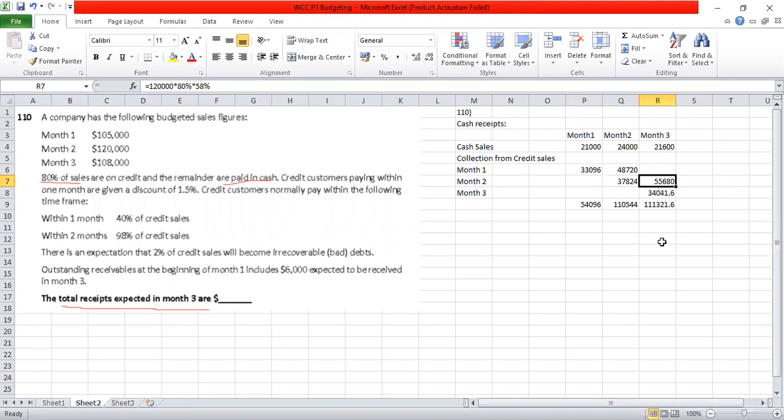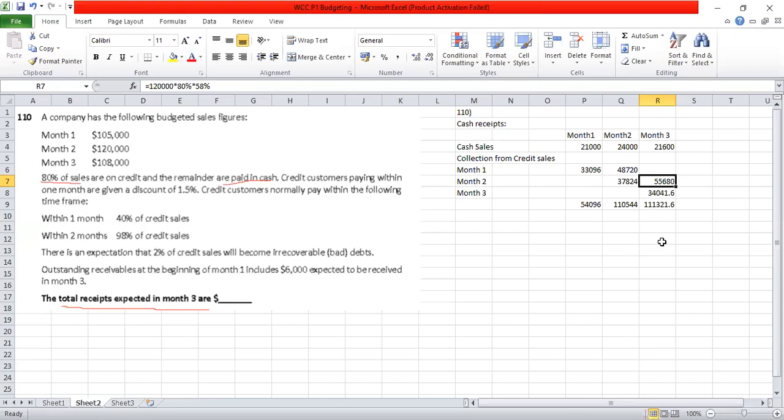120,000 into 80%, which is the credit figure. Ma'am, but 58% will pay in the second month now, ma'am. That means that they will pay in the fourth month, month 4. They won't pay in month 3, no, ma'am. Only within 1 month, so 40%.